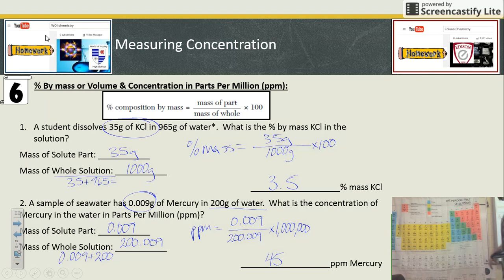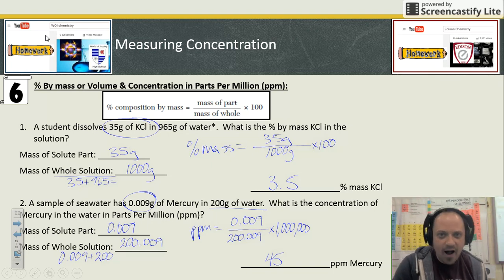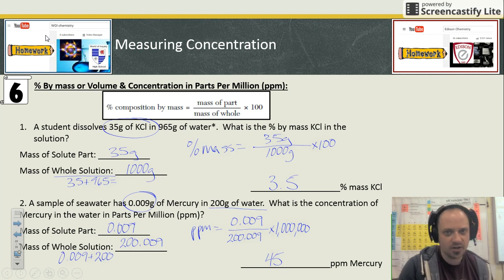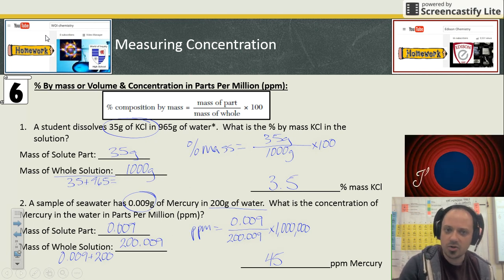A very small number. If you had 1 million gallons of seawater, 45 of them would be mercury, which is not a lot. So concentration in parts per million is great for very dilute solutions.